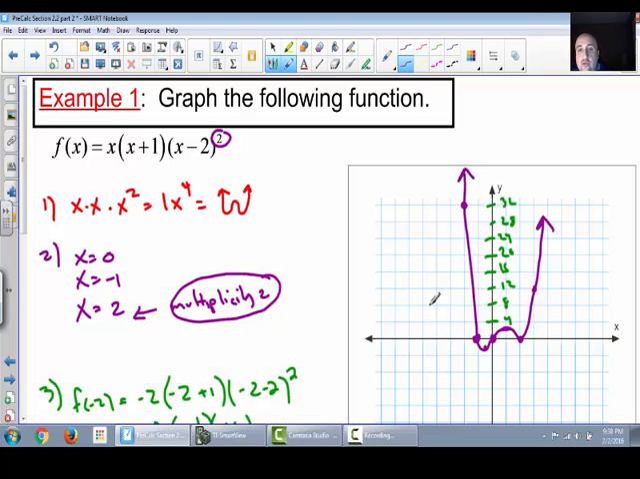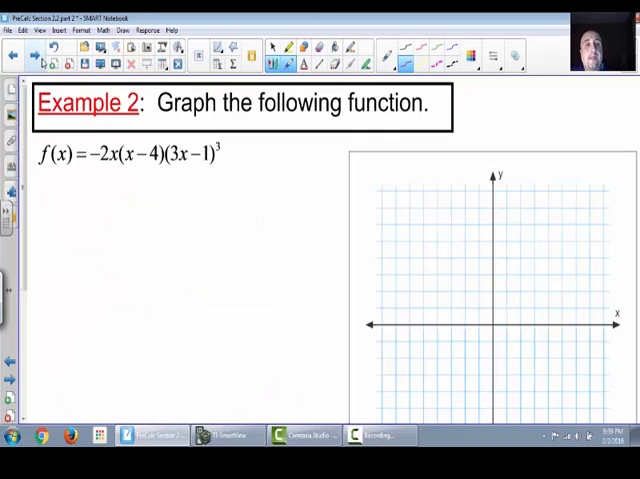Single roots cross the x-axis, but when it's a multiplicity of 2, it just goes down, touches, and goes right back up in the same direction. Notice my shape looks like what I thought it did. So we find our zeros, we figure out numbers in between, and then we draw our graph.